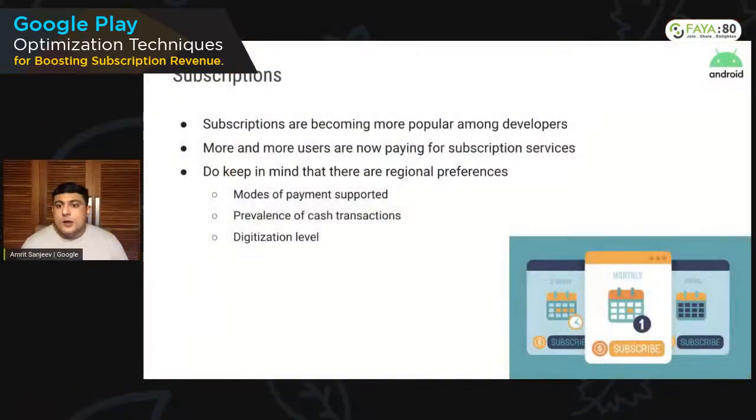So if you are looking at your demography, understand how they're going to pay, what payment models are supported in a certain region. Say, for example, you only enable a certain type of payment modality in a certain region, then it becomes a little tricky to work with that and get revenue from there. Then there is also the prevalence of cash transactions, how much people are using cash transactions.